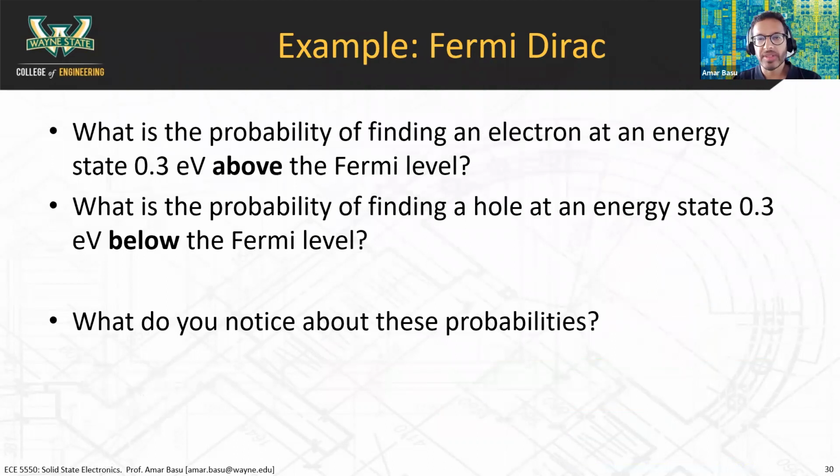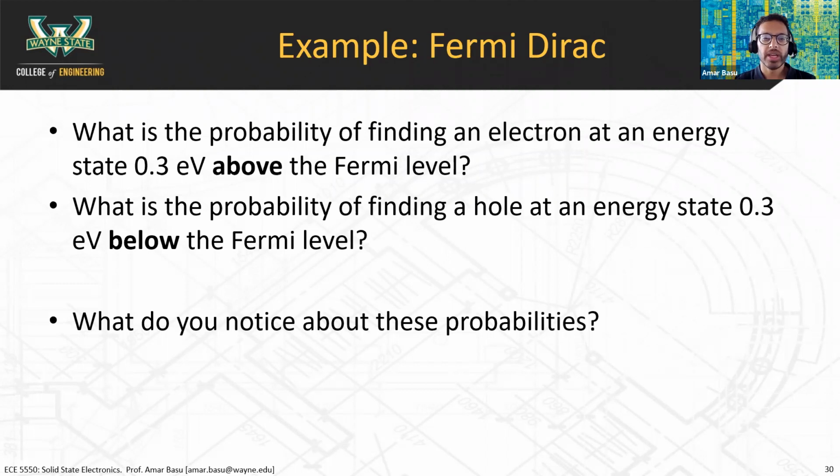So we're going to start off with this example today. This will help you on the homeworks, and it's just a quick calculation. Just go ahead and try this. Take out a sheet of paper, break out your calculators, and let's try this question. What is the probability of finding an electron at an energy 0.3 electron volts above the Fermi level? Try that problem first. I'll give you a few minutes to do that.